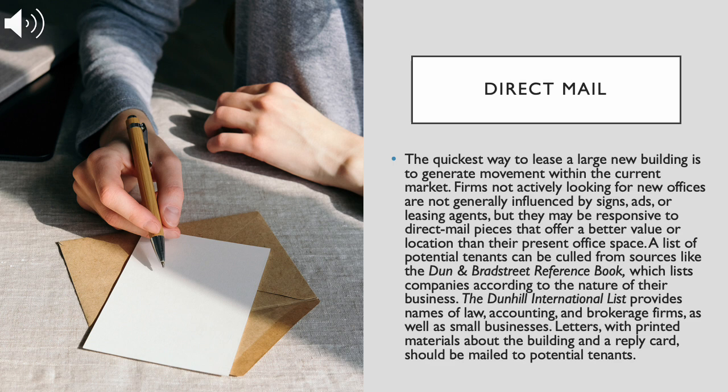A list of potential tenants can be culled from sources like the Dun & Bradstreet Reference Book, which lists companies according to the nature of their business. The Dunhill International List provides names of law, accounting, and brokerage firms, as well as small businesses. Letters, with printed materials about the building and a reply card, should be mailed to potential tenants.